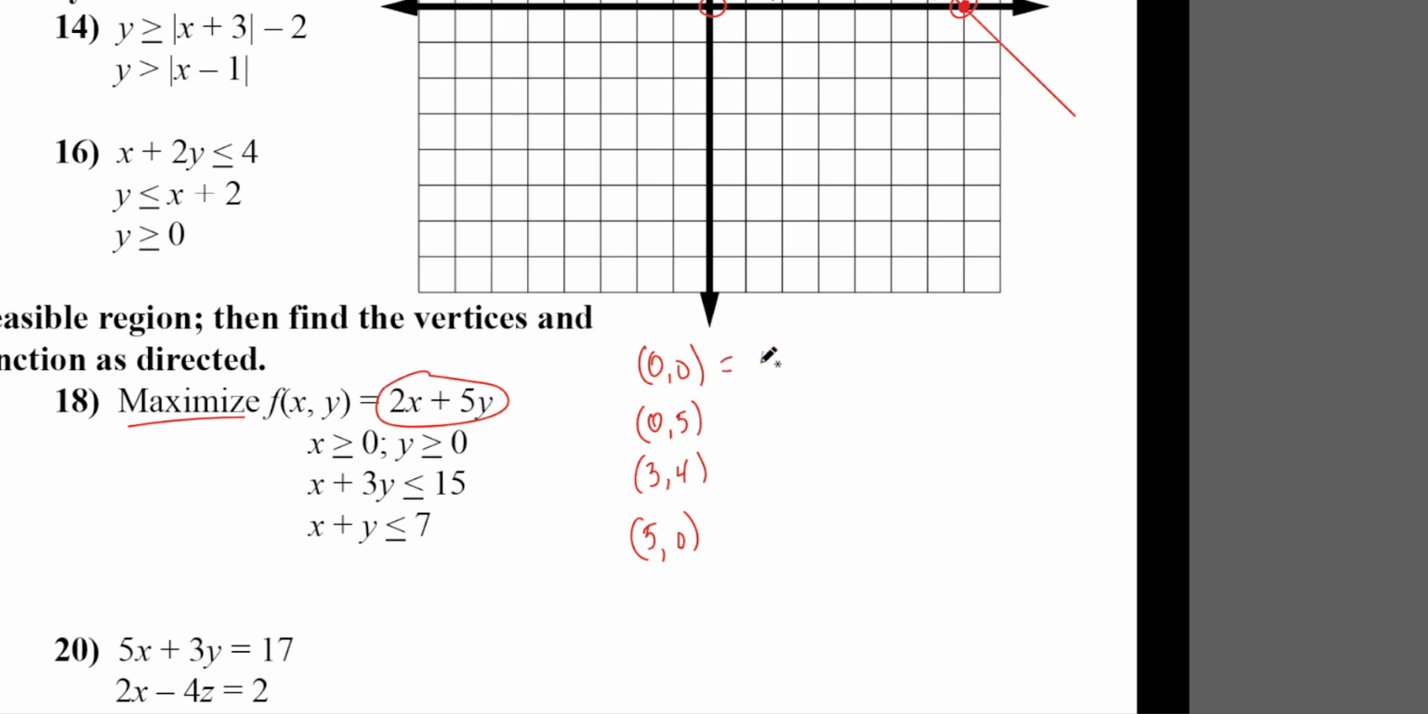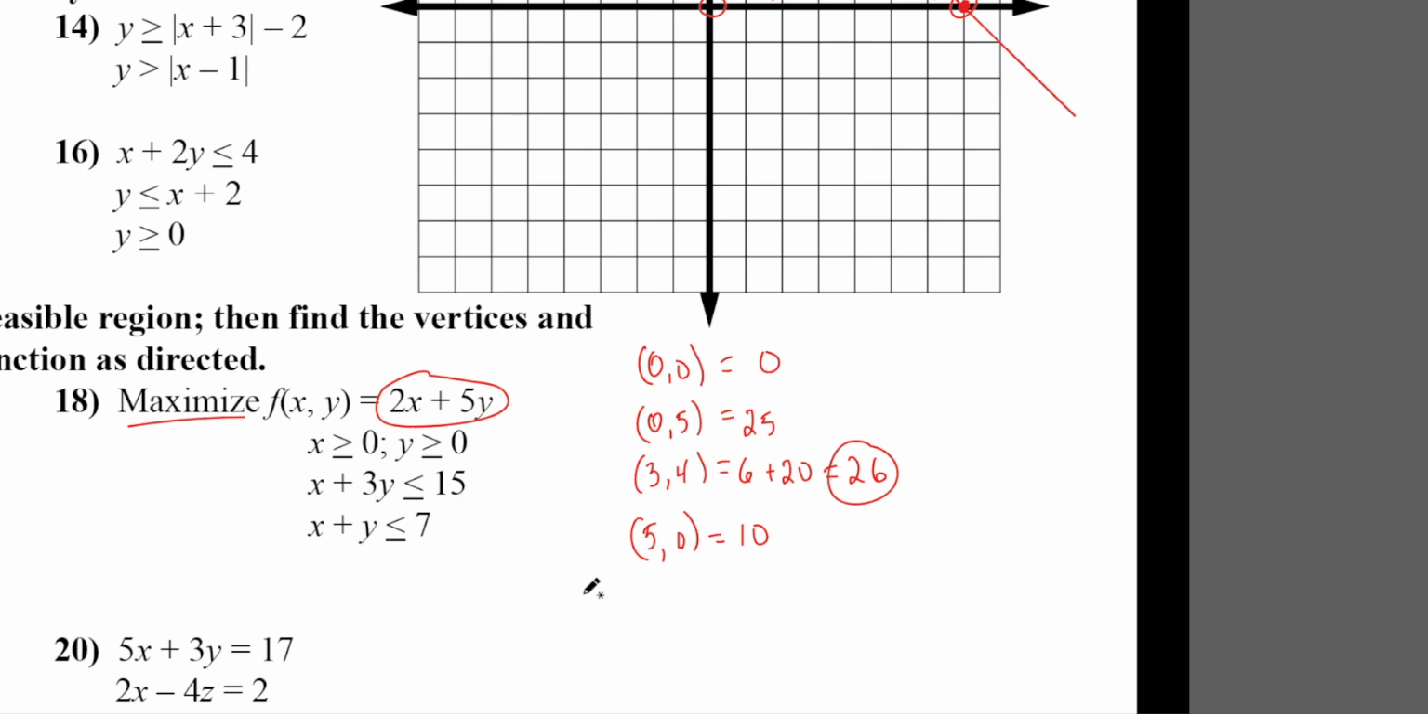That's just going to be 0, right? 2 times 0 is 0, plus 5 times 0 is 0, 0 plus 0 is 0. All right, 0, 5. So that means x is 0, plus 5 times 5 is 25. Let's go 3 and 4. So 2 times 3 is what? 6, plus 5 times 4 is 20, and that is 26. Let's do the 5, 0. So 2 times 5 is 10, plus 5 times 0 is 0. That's just 10. Which one's the biggest number?